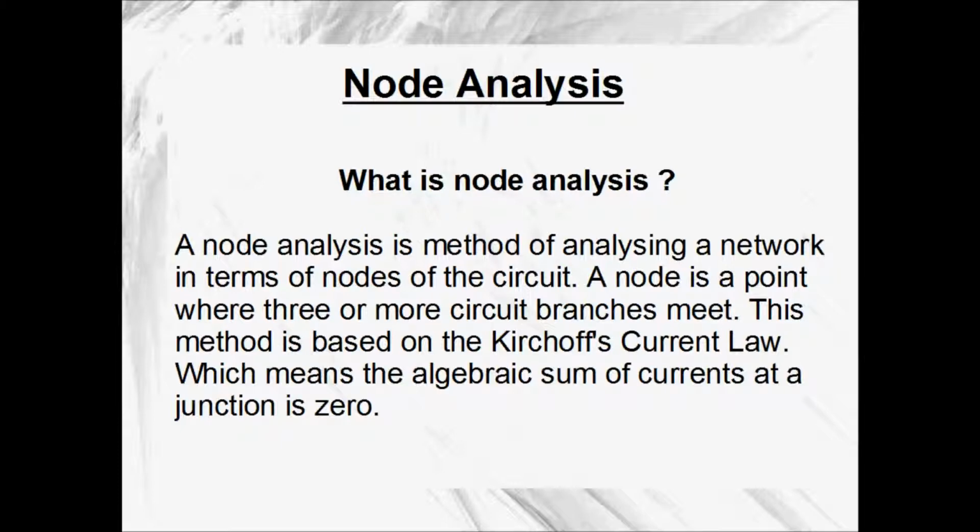A node is a point where three or more circuit branches meet. This method is based on Kirchhoff's current law, which means the algebraic sum of currents at a junction or node is zero.